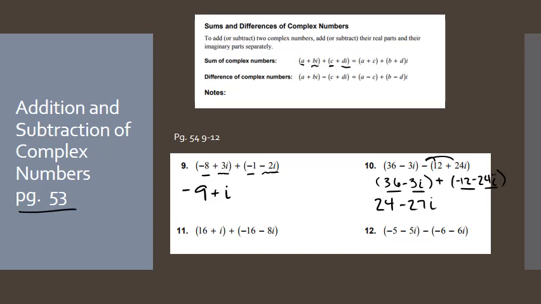All right, down here this is addition, so I'm just going to add these two and I get 0. And then I and -8I would be -7I. So your final answer to that would be -7I.